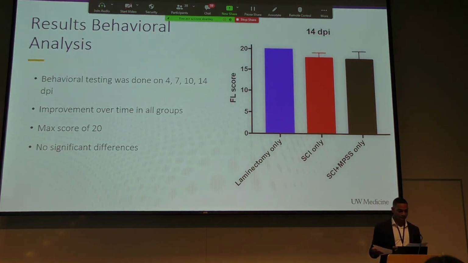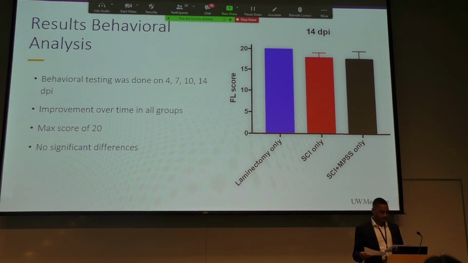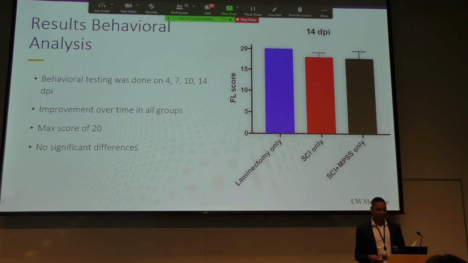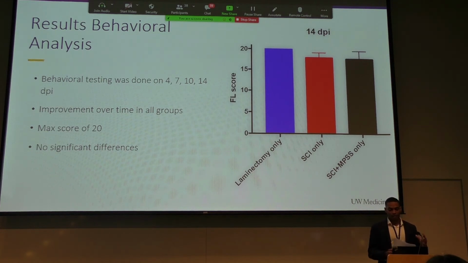Results and behavioral analysis. The behavioral testing was done 4, 7, 10, and 14 days post-injury. If we look at the graph, you see that the laminectomy only animals had perfect scores because their spinal cord was not injured. These scores were out of 20, and we looked at the joint and ligament mobility of the animals and assessed them based on their performance. The spinal cord injury only animals and spinal cord injury plus methylprednisolone animals started off around 6 points and then improved to what you see now.